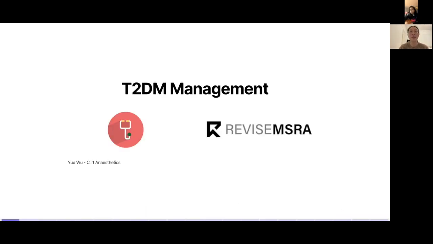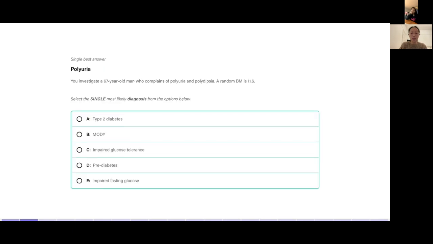Alright, so today I thought we'd just do a quick whistle-top tour of the NICE guidelines of how we manage type 2 diabetics and what order of medications we use, thinking about the contraindications and side effects, as well as the HbA1c targets we should go for. So just to kick things off, to keep it interactive, we'll start with a question.